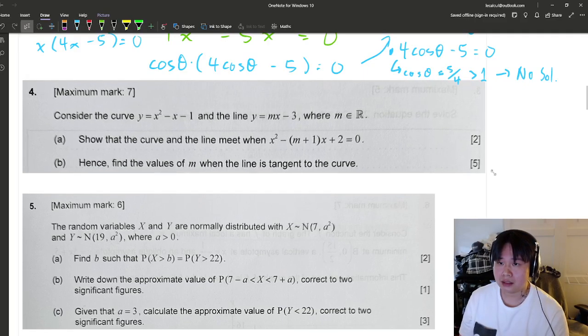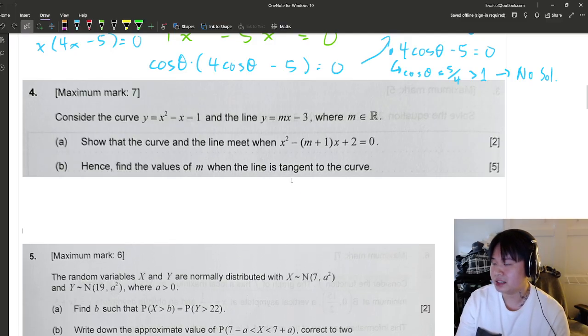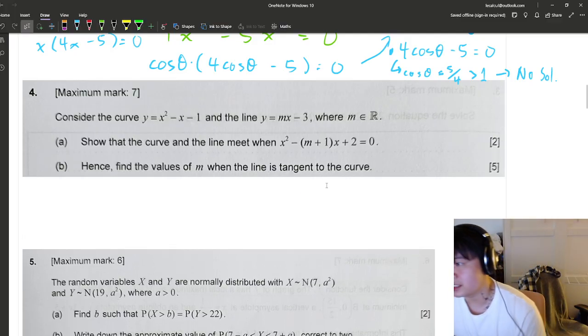How am I doing for time? 15 minutes? Kind of slow, but I am explaining this, of course.